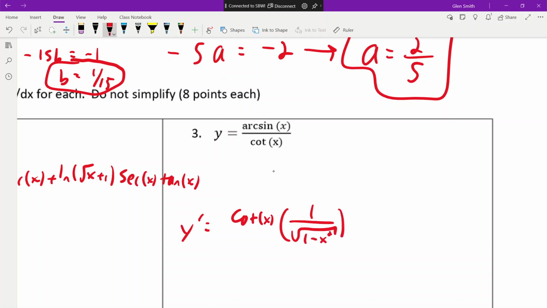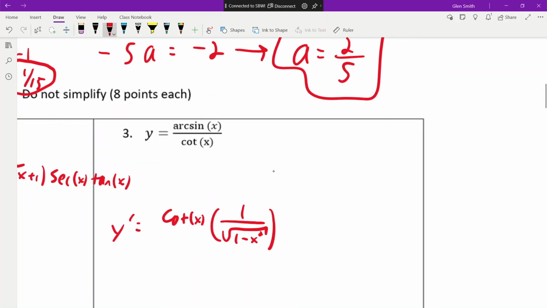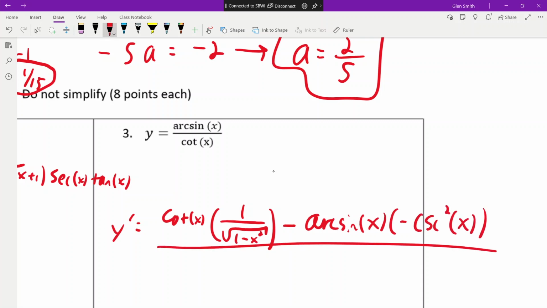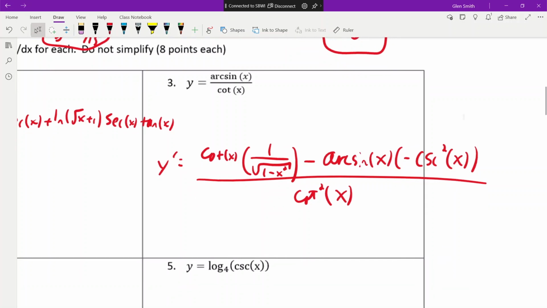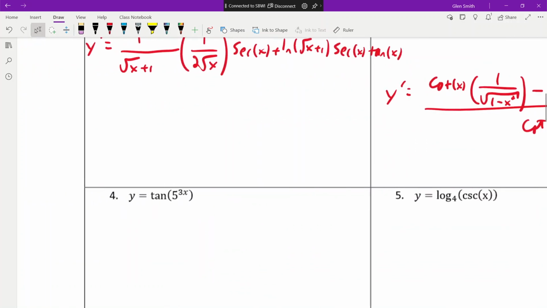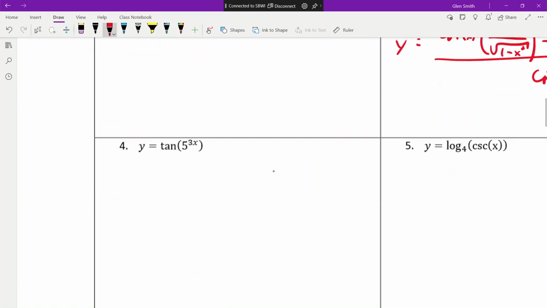Number 3. You derive that. This is quotient rule. You get low d high. The derivative of arc sine, which so many of us do not know, you have to memorize, is 1 over the square root of 1 minus x squared. Minus arc sine x times the derivative of cotangent, which is negative cosecant squared of x, all over cotangent squared x. Okay? Get those rules down.